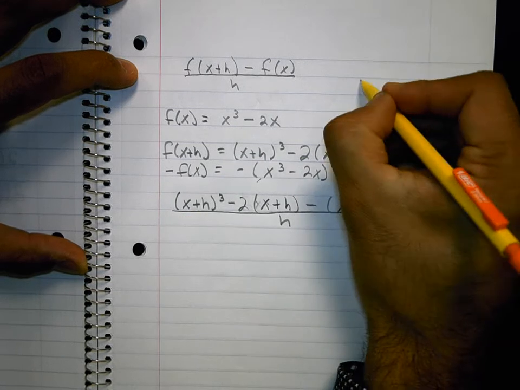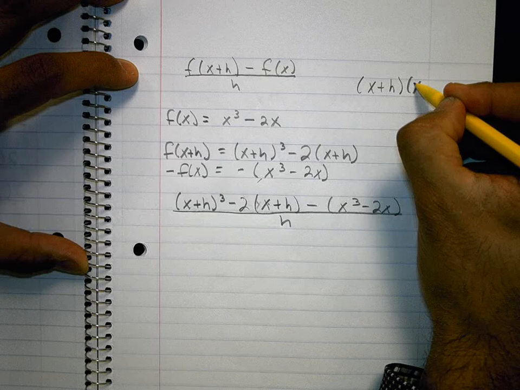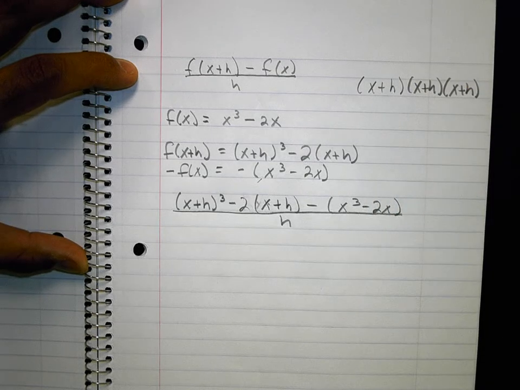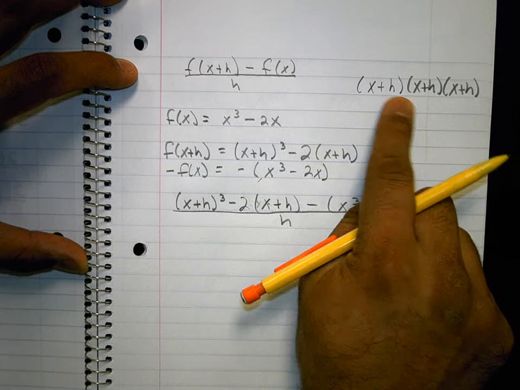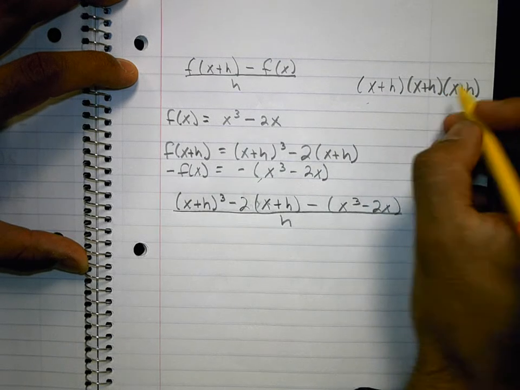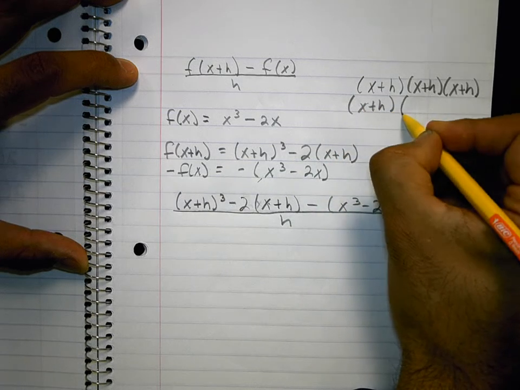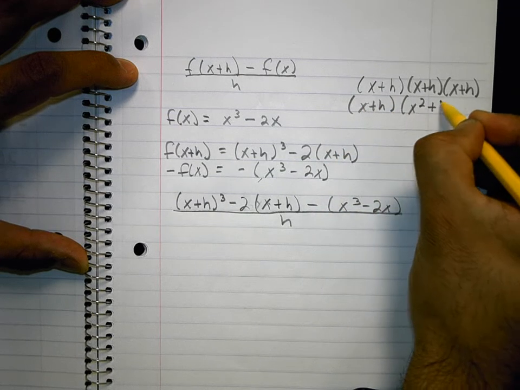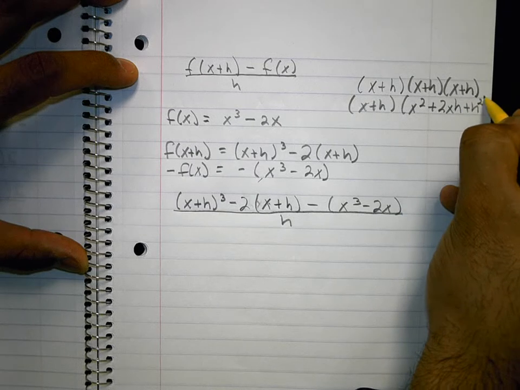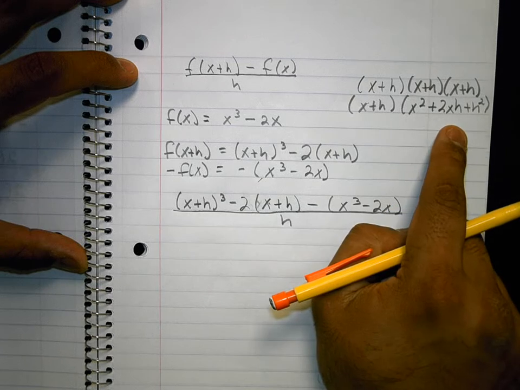Okay. So now I need to FOIL this thing out. There's 3 of them. So it's really going to be like this. So we already FOILed this one together in the last question. So I know that if I just do 2 of these, it's going to equal this. Okay. So now I'm going to distribute this one into this one.